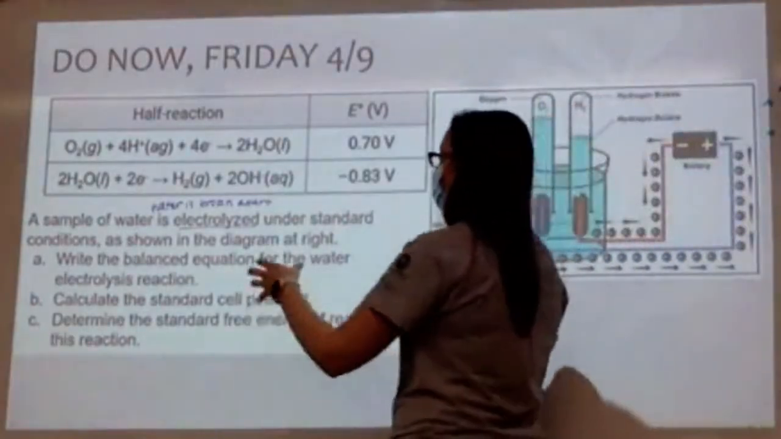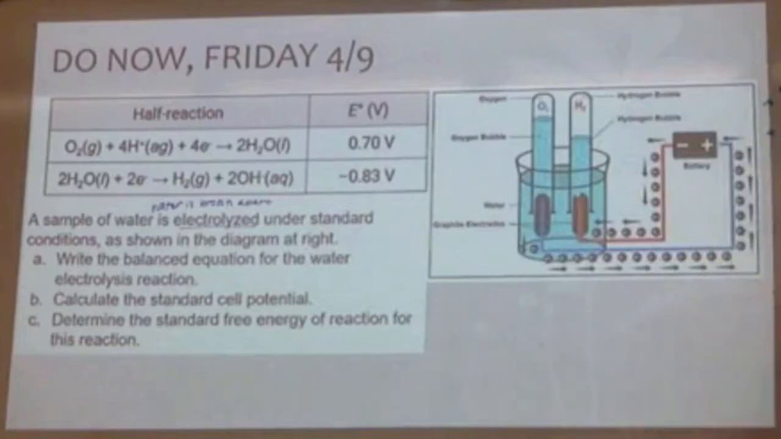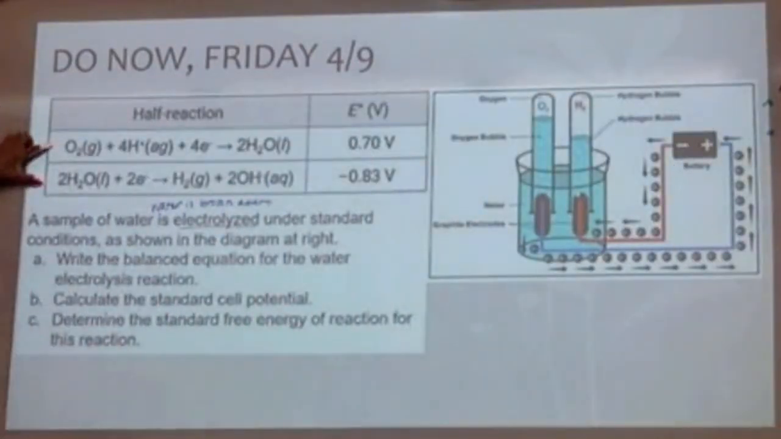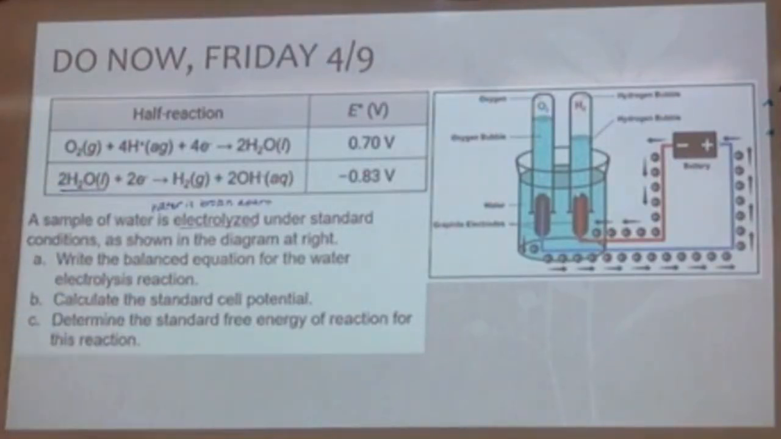Now, here's the thing with water being electrolyzed. That means that water is being broken apart. Water needs to be a reactant. So for both half reactions, water should be a reactant, and we're producing H2 and O2 gas. If we take a look at these half reactions, I see H2O as a reactant in this second half reaction, so this half reaction is okay. I can leave this alone for now. Up here, I see that water is a product.